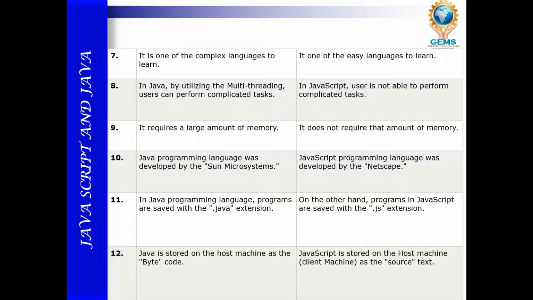So the last point: Java is stored on the host machine as bytecode. JavaScript is stored on the host machine, the client machine, as source code. Bytecode, source code. What is bytecode? A Java program is bytecode and JavaScript is source code. These are the differences between Java and JavaScript. Till now, we have discussed 12 differences between Java and JavaScript.